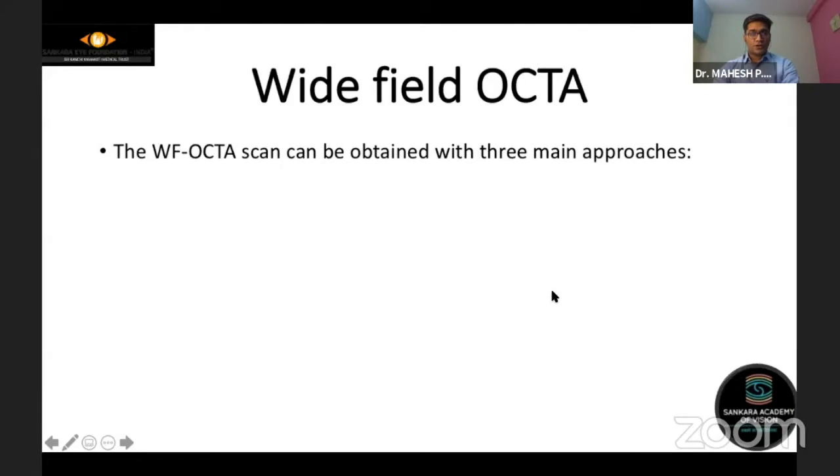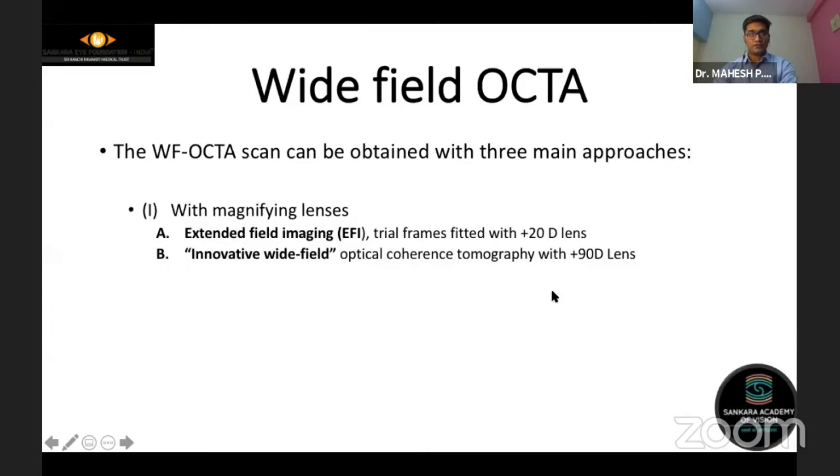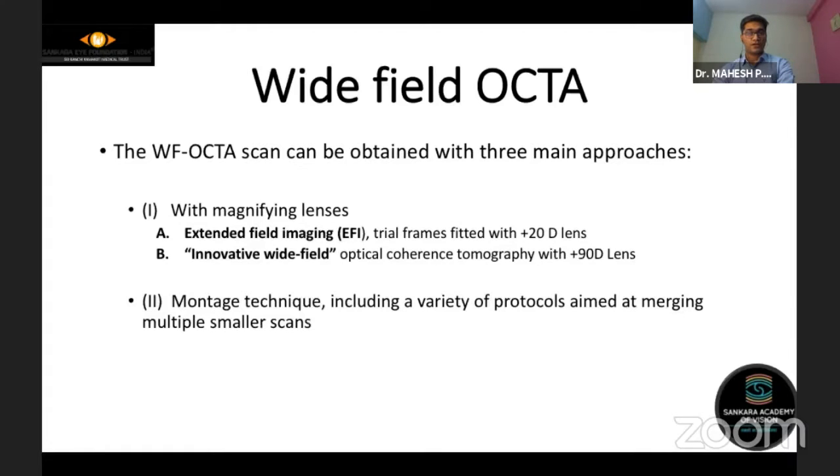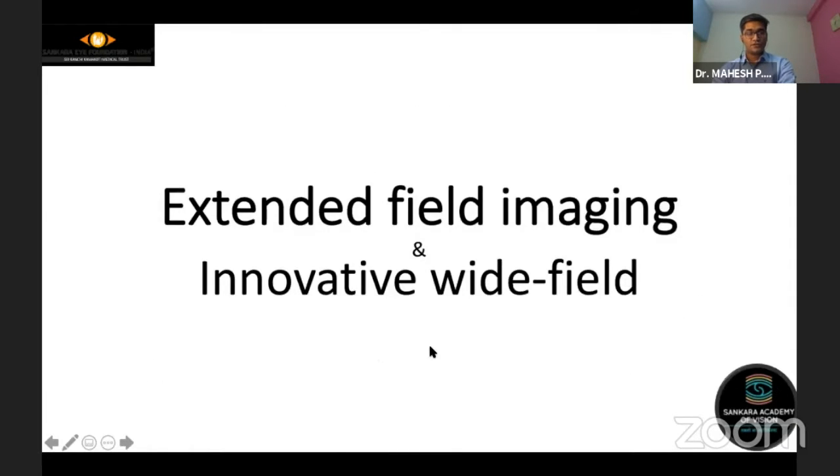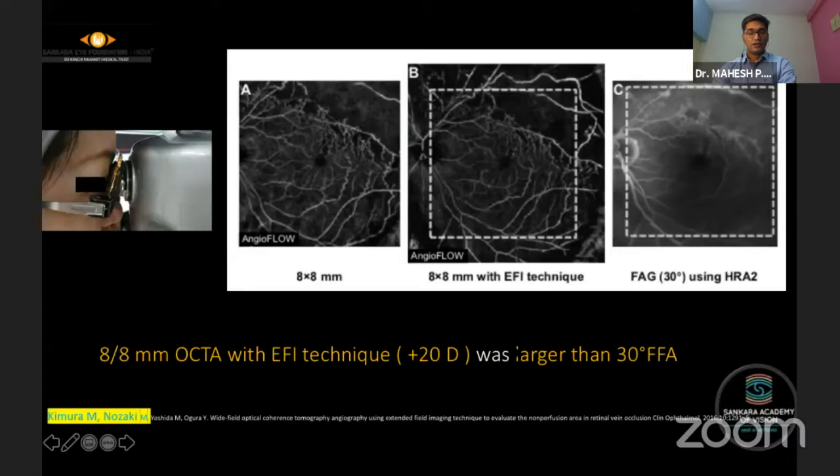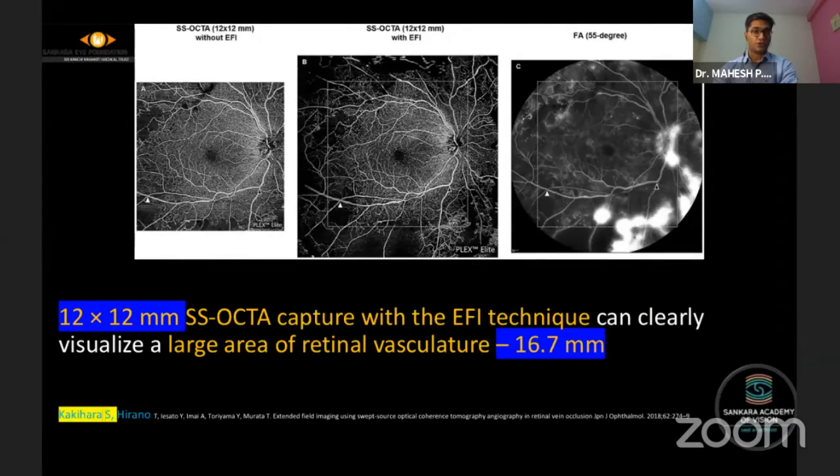Wide field OCTA. So how can a wide field OCTA be taken? There are multiple ways using magnifying lenses like the EFI technique or an innovative wide field technique, where we can use a 90 diopter lens, or a montage, or a single shot 12 by 12 or 9 by 15 by 9 mm. In an EFI technique, we can take a larger field of view with more than 30 degrees of FFA, as we can see in this case, which the author had shown.